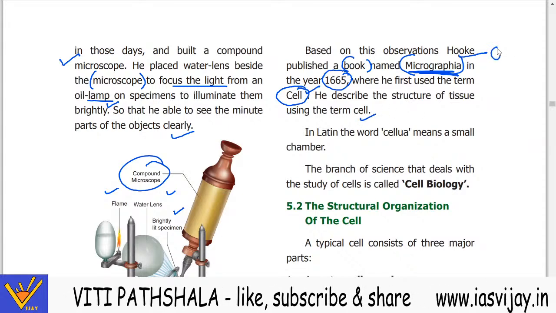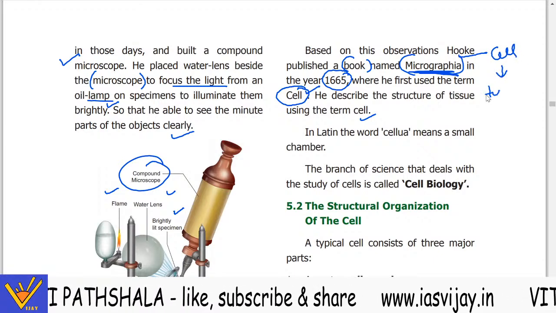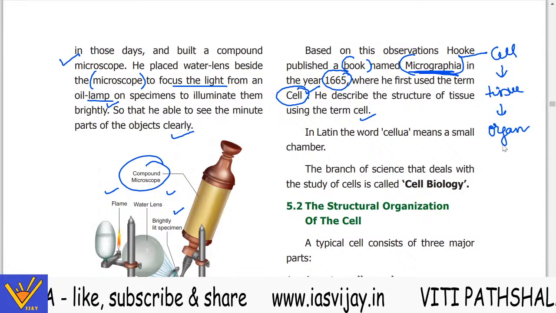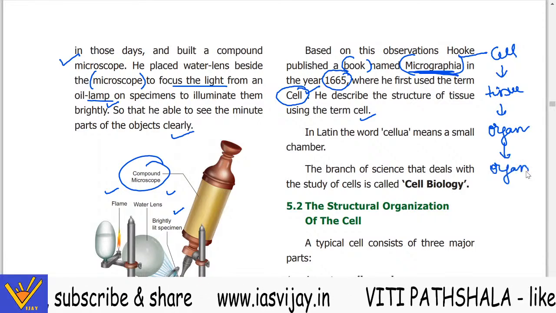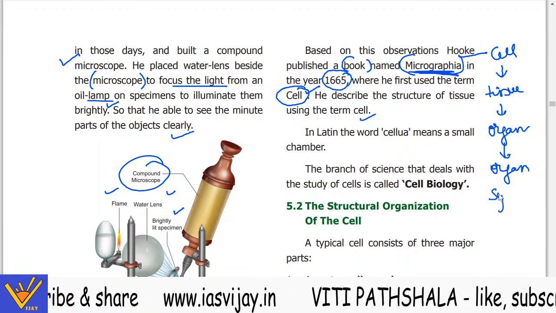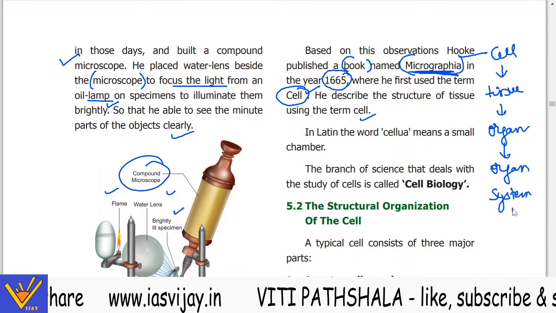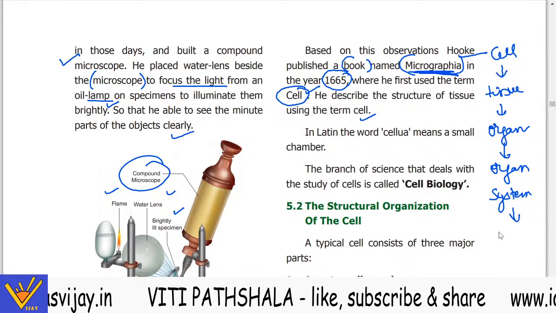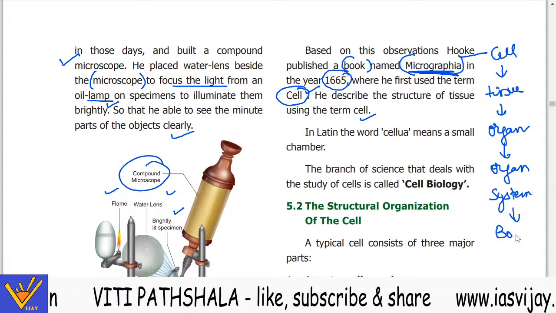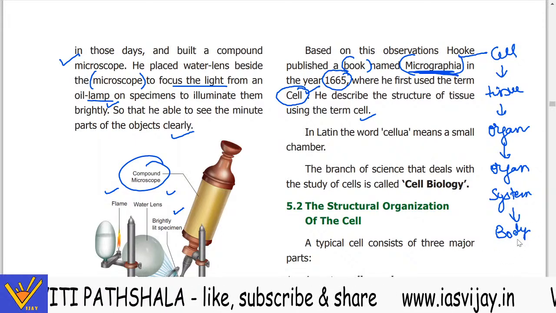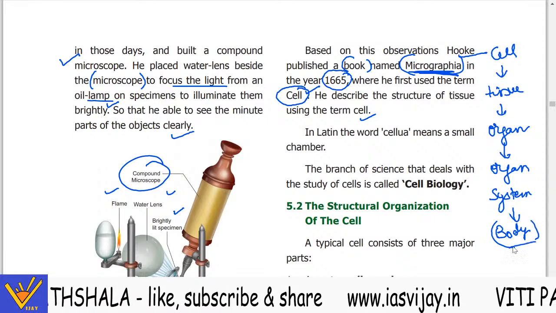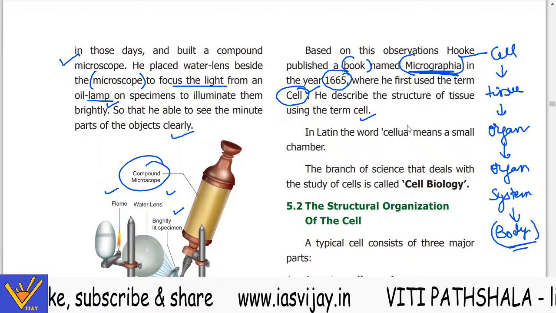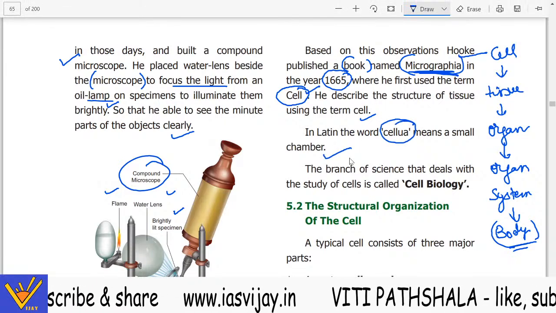So first comes the cell, then comes your tissue, then comes your organ, then comes your organ system, then comes your body, or we can say the environment and the other parts start coming here. Now in Latin, the word cellula means the small chamber.